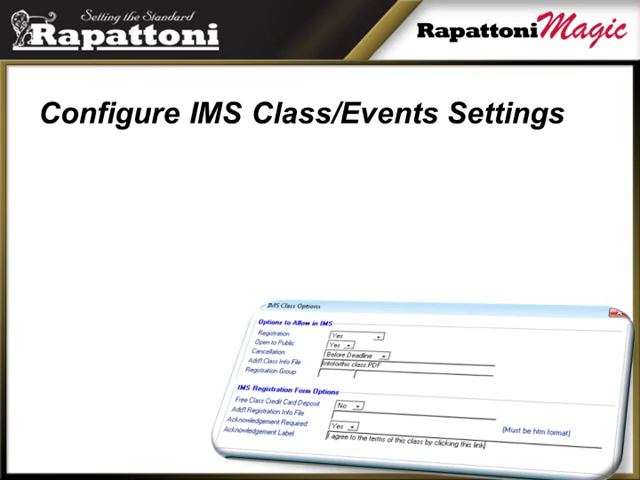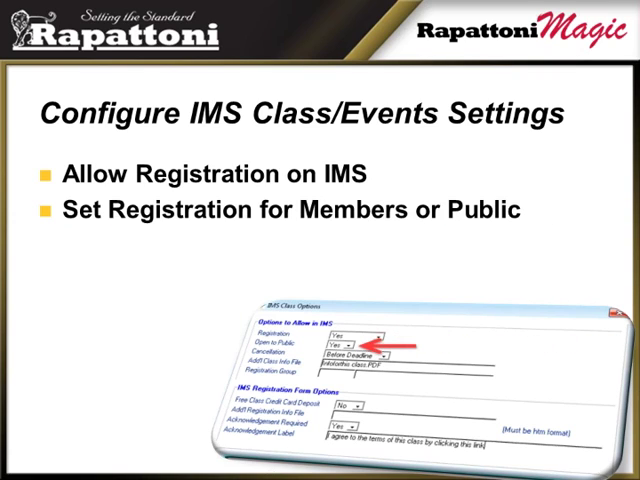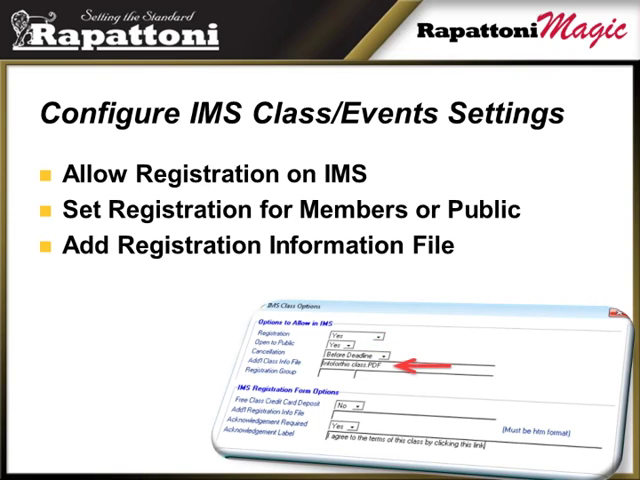You can configure your IMS class and event settings as well. Allow registration on IMS, reducing staff time for manual registrations. Set registrations for members or public. Determine who can and cannot register for the class or event. Add registration information file. Create a document to give more details as to what the class or event is about.